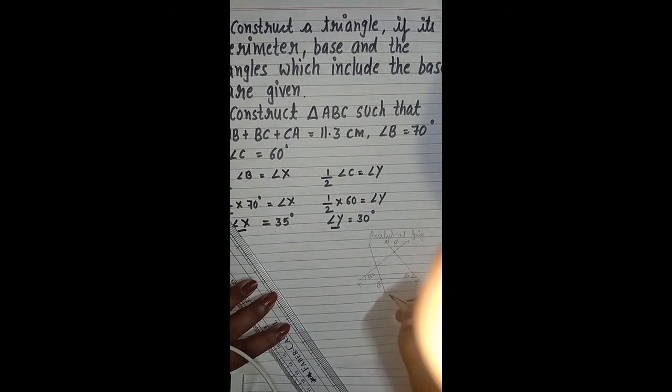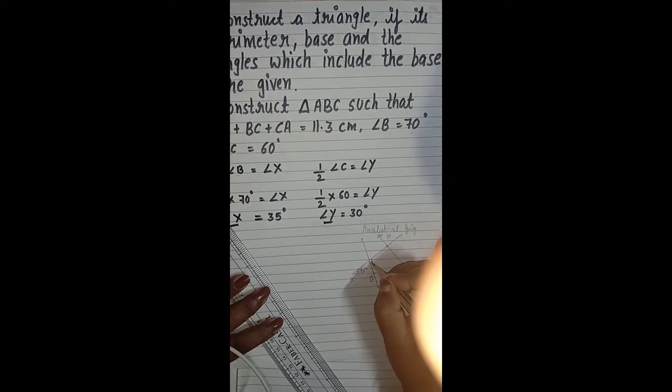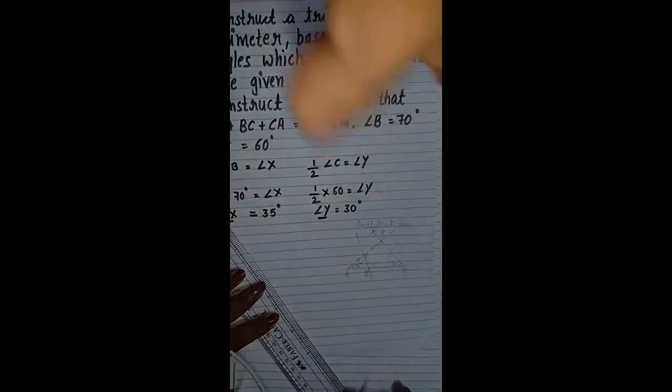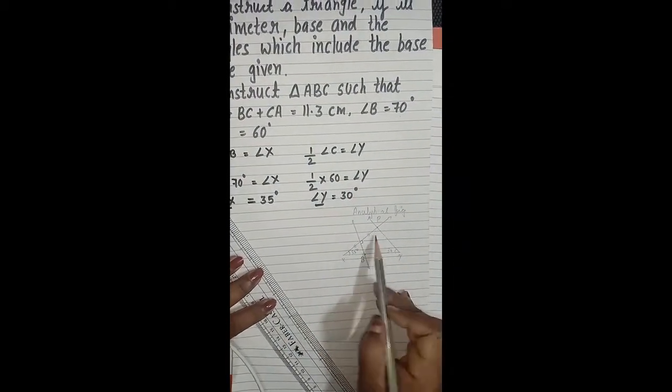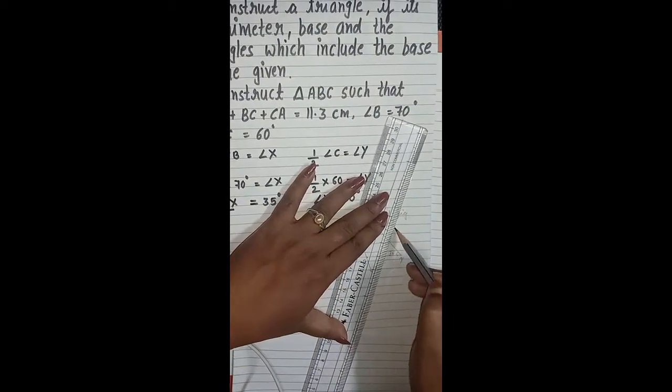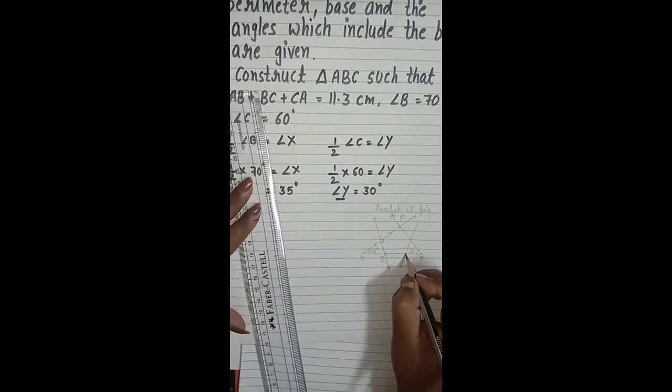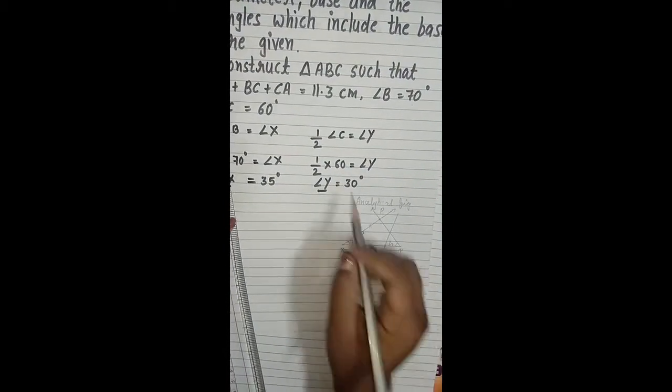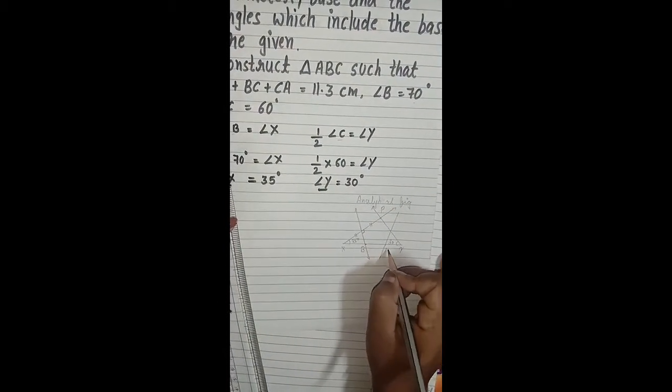It is a perpendicular bisector, so I'll draw the perpendicular sign here and an identical mark. Then I will draw the perpendicular bisector of this PY. This Y is correlated with C, so this point will be C.